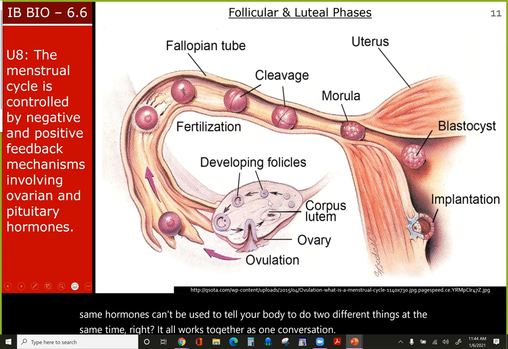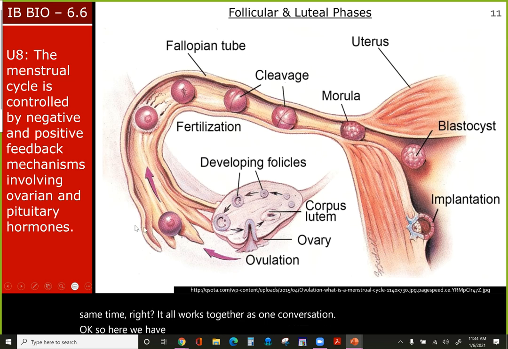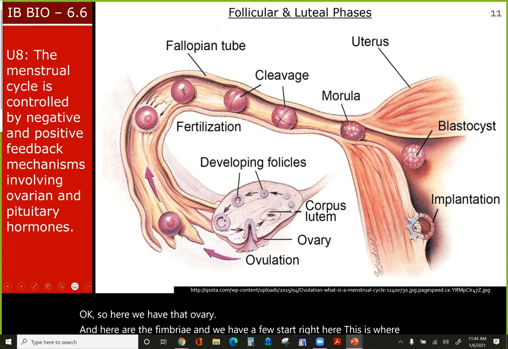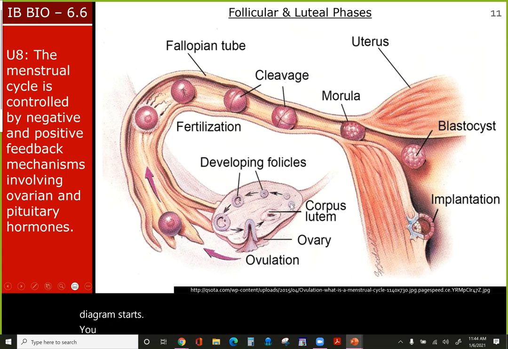Okay, so here we have that ovary, and here are the fimbriae, and if you start right here, this is where that diagram starts. You have an egg that's developing inside of a follicle. You'll see it says developing follicles. So during ovulation, that egg is released, and that follicle becomes the corpus luteum. So here's our egg. It's traveling down the fallopian tube. Fertilization happens in the fallopian tube.